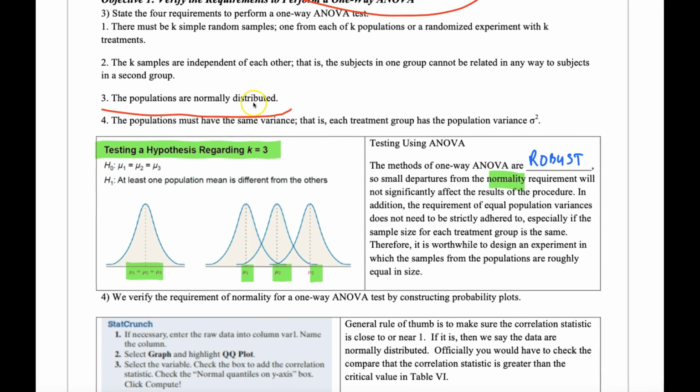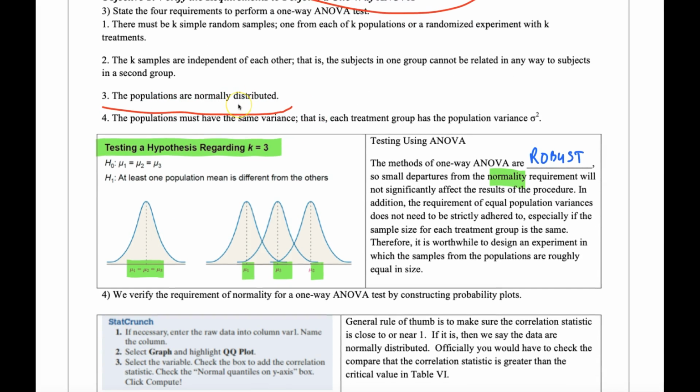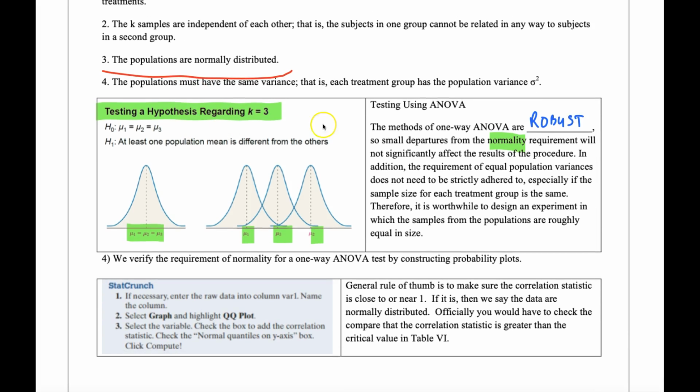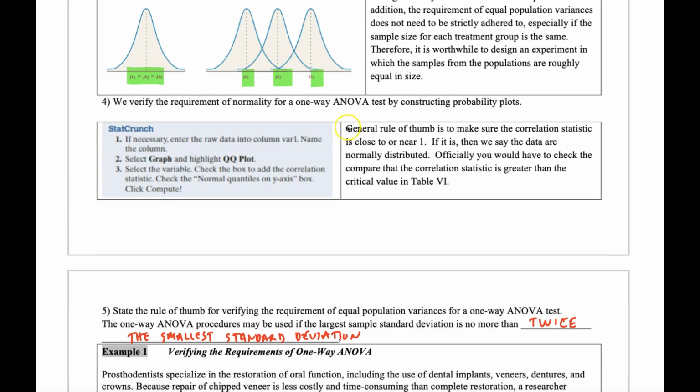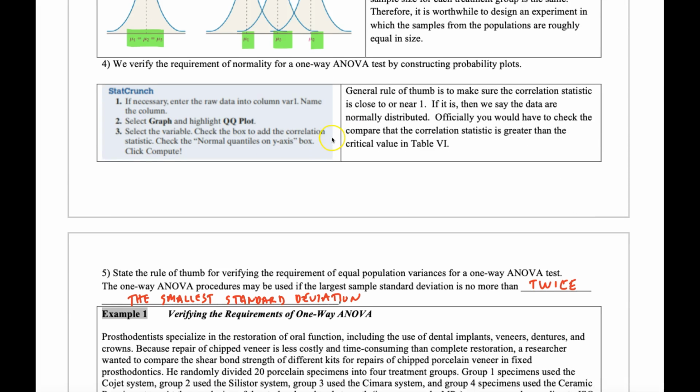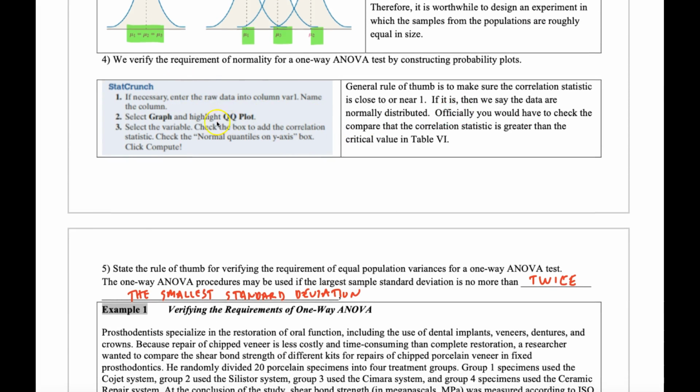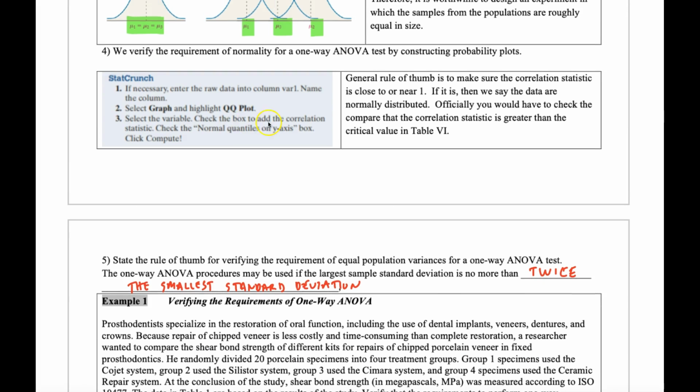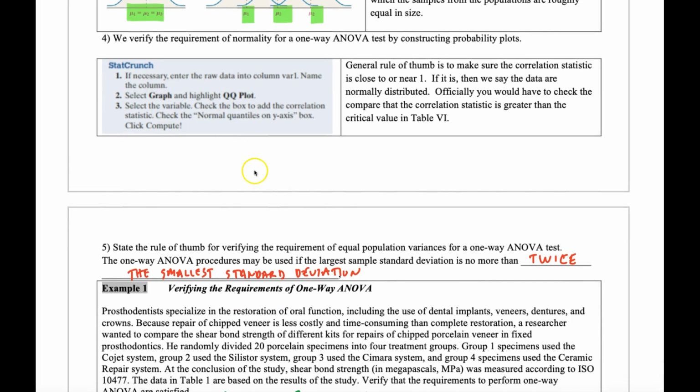The ones that we can test are the populations normally distributed, and the populations have the same variance, where each group that we're comparing has a population variance of your standard deviation squared, of course. So we can look at that. And that's what we're going to do in this short video here. And so again, here are the requirements of testing. If it's normal, I'm going to show you that test now using StatCrunch.